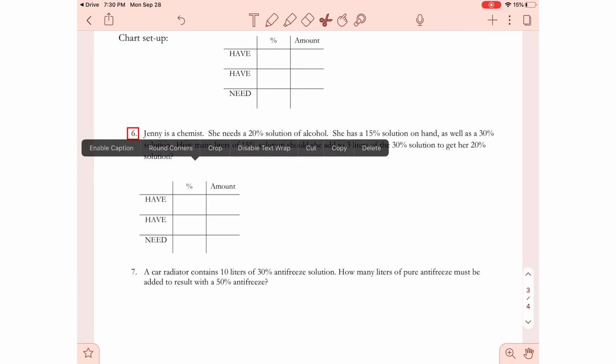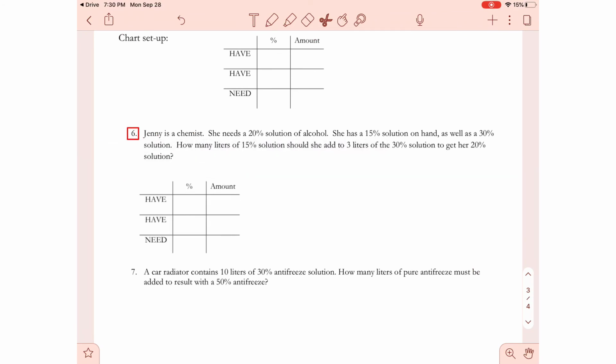All right, so it says Jenny is a chemist. She needs a 20% solution of alcohol. She has a 15% solution on hand as well as a 30% solution. How many liters of the 15% solution should she add to 3 liters of the 30% solution to get the 20% solution? Whoa, when you read it, it's a lot of info. That's why I use the chart. I like to break it down and make it as easy as possible.